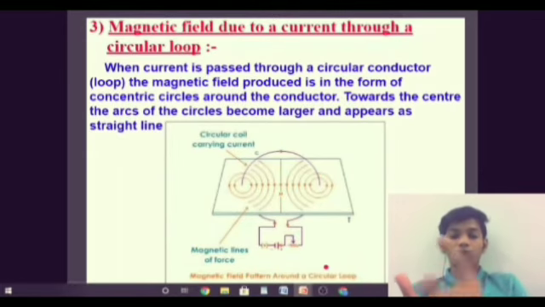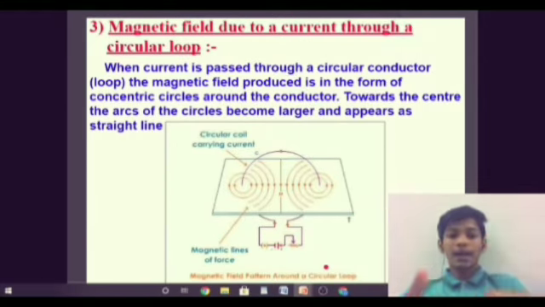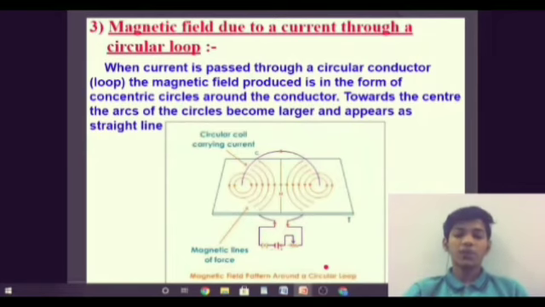from this side, if we take the current, then the direction of the magnetic field will be like this, and in the other direction the current is going like this, so the magnetic field is like this. So as we have got this point, we will go further.